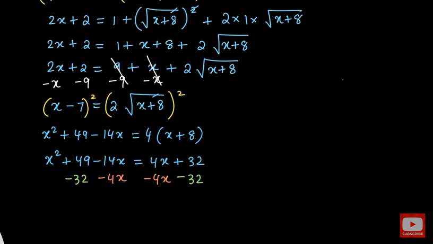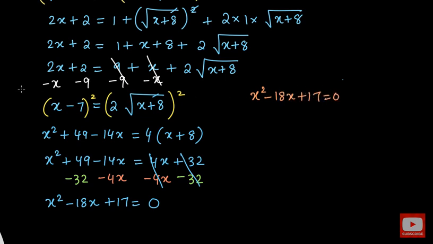Let us see what kind of equation we get. So we have x square. Now I would like to take the x term first. So minus 14x minus 4x would be minus 18x, and here 49 minus 32 will be 17, plus 17. On the right side, this is gone and this is gone, so we just have 0. Now we have a nice quadratic equation which we can easily solve. x square minus 18x plus 17 is equal to 0.